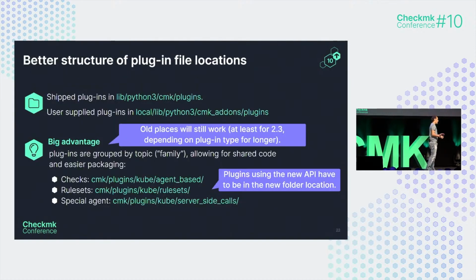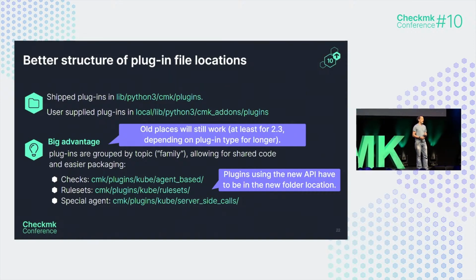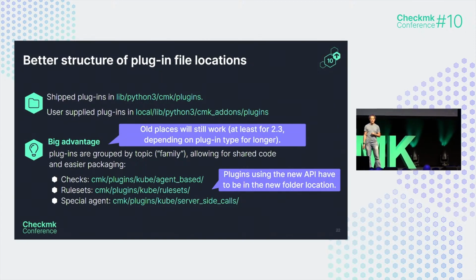And then coming back to something more theoretical, that's not so visible for the user, but maybe more relevant for the plugin developers. I think we now have a better structure of the plugin files and where they go. So the shipped plugins should go in lib Python 3 CMK plugins. So the general rule would be that everything that is under the CMK path is stuff that is supported by us. And the third-party plugins should go to local lib Python 3 CMK underscore add-ons.